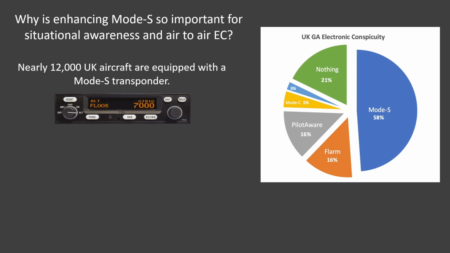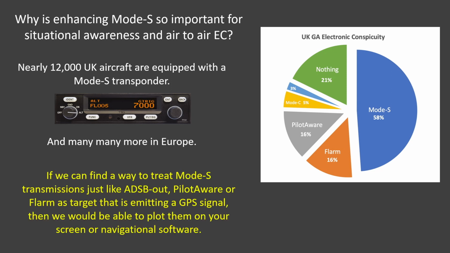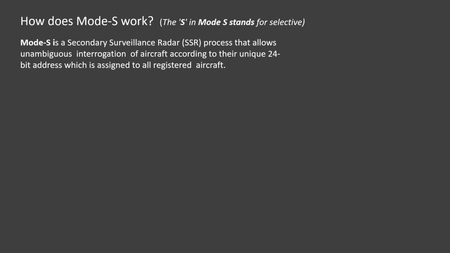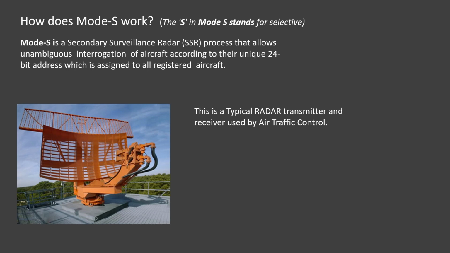In the UK, up to 12,000 GA aircraft are equipped with MODES transponders, with lots more in mainland Europe. MODES doesn't transmit GPS coordinates, so their position cannot be easily plotted on a screen. This is all about to change, and it will be incredible. Before we show you how it can now be done, we need to understand how MODES works.